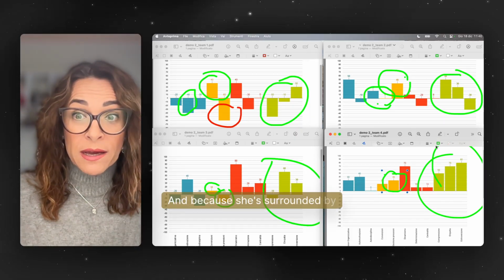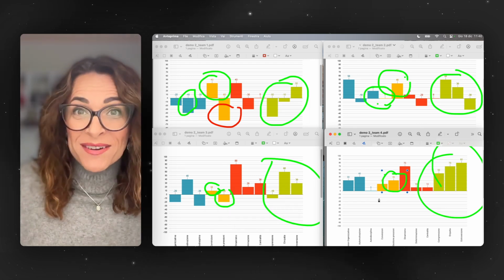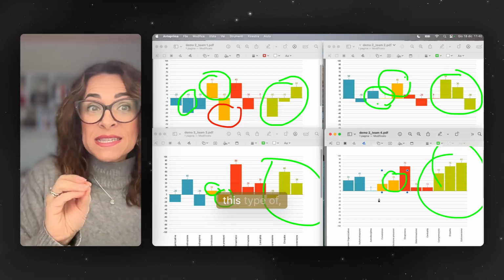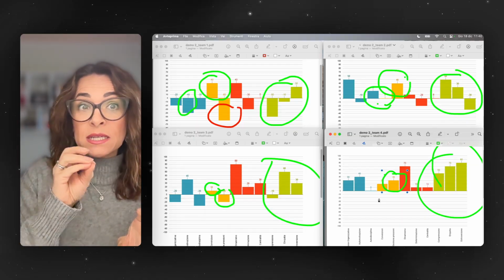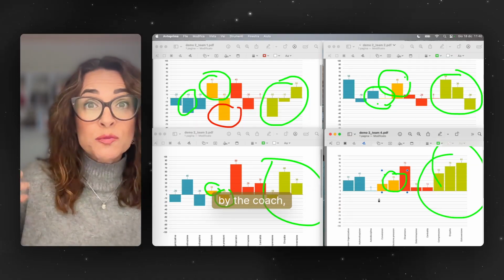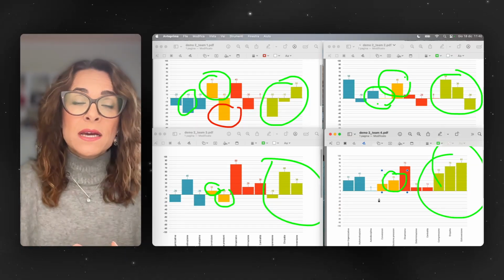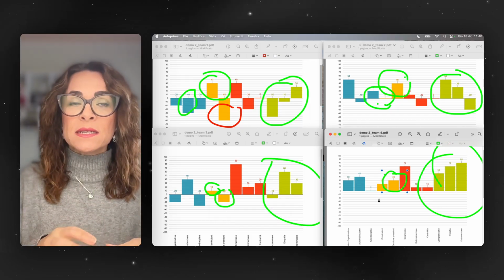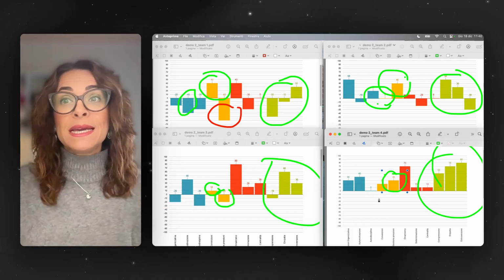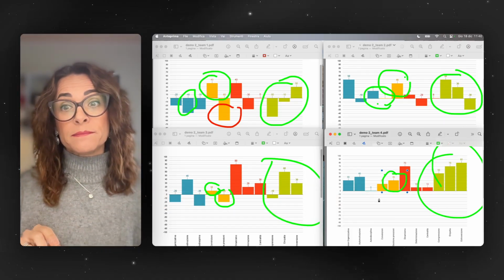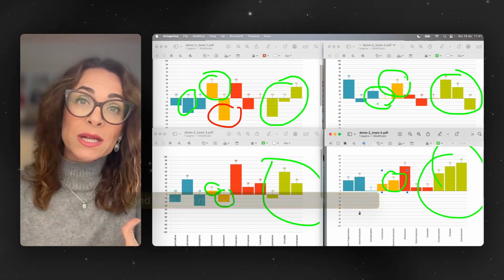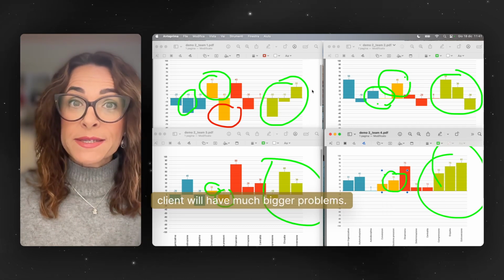And because she's surrounded by genuinely nice people, open and present in the relationship, this type of person needs to be seriously helped by the manager, the coach, the consultant, whoever is her guide, to actually try and stop all the leaks. Because otherwise, one person's leaks will in time become everybody's leaks. And then the manager or business owner or your client will have much bigger problems.